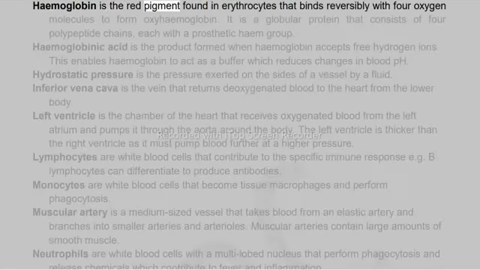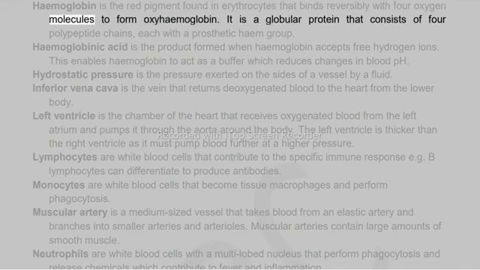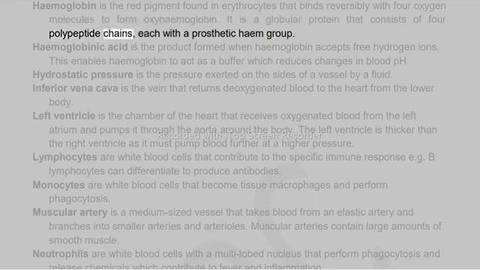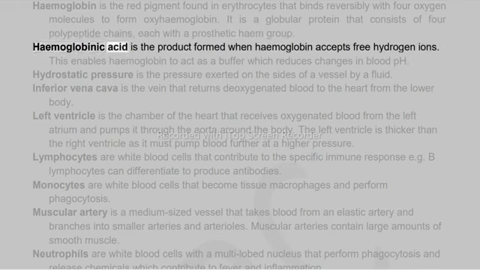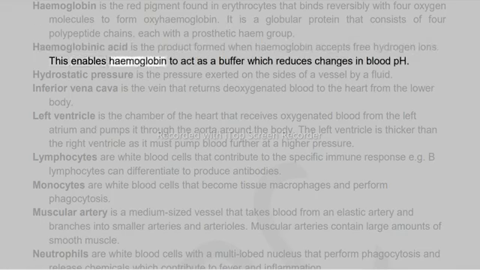Hemoglobin is the red pigment found in erythrocytes that binds reversibly with 4 oxygen molecules to form oxyhemoglobin. It is a globular protein that consists of 4 polypeptide chains, each with a prosthetic heme group. Hemoglobinic acid is the product formed when hemoglobin accepts free hydrogen ions. This enables hemoglobin to act as a buffer which reduces changes in blood pH.